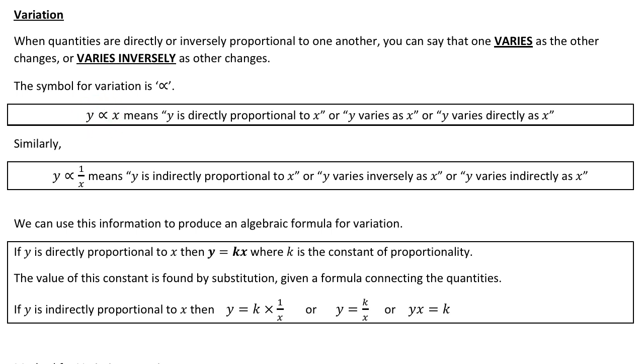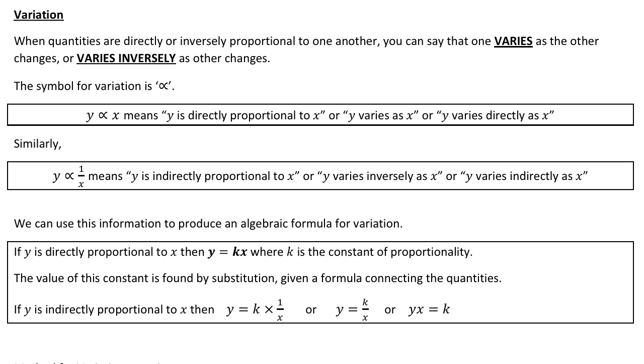Similarly, if we have y is proportional to 1 over x, that means that y is inversely proportional to x, or y varies inversely as x, or y is inversely proportional to x. And again, those statements also imply y is proportional to 1 over x. We can use this information to produce an algebraic formula for variation.